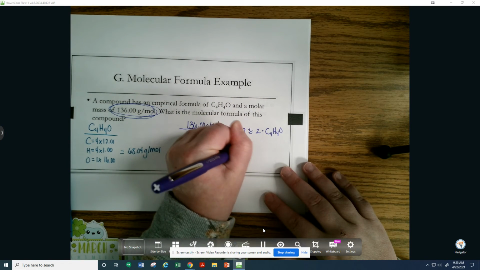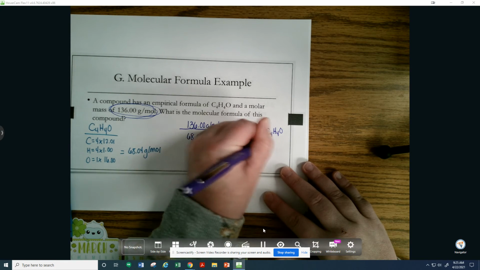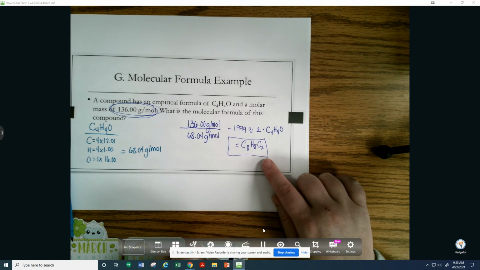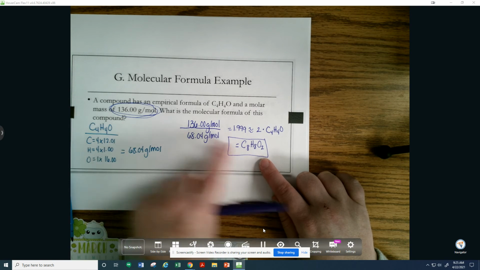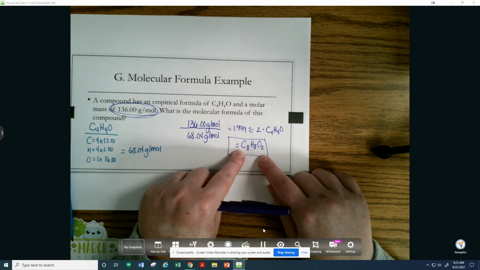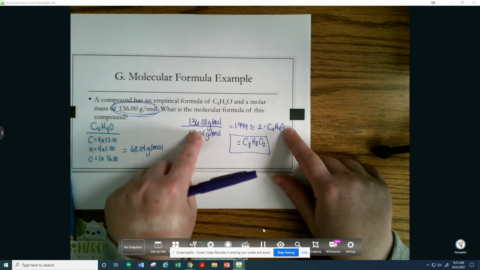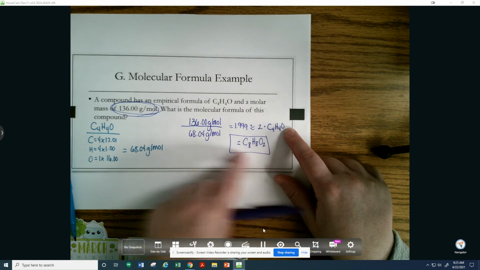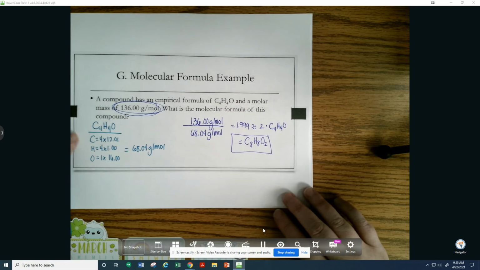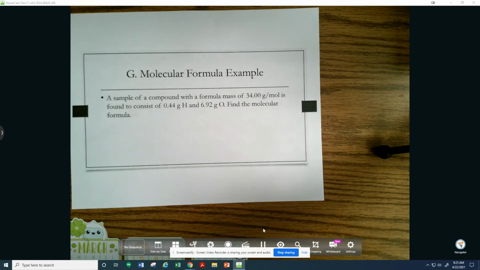So that gives us C8H8O2. And this is my molecular formula. This is the actual number of carbon, hydrogen, oxygen atoms. This was the lowest ratio. We find the relationship between these two and then multiply that difference to our subscripts, and that again comes out close to 136.